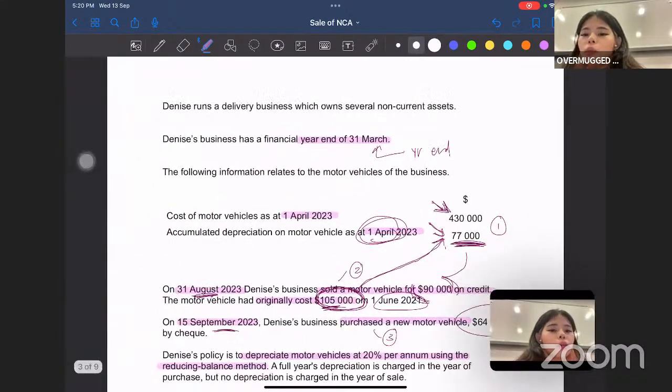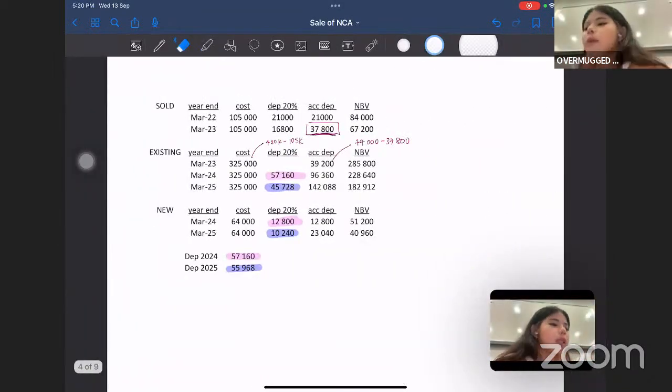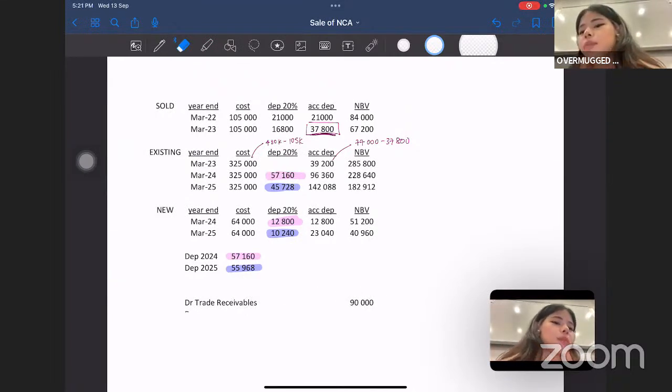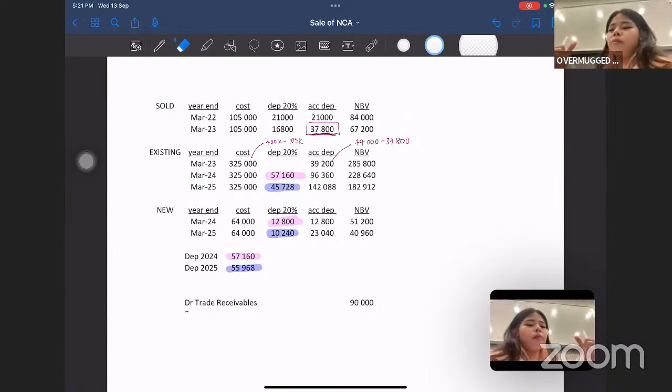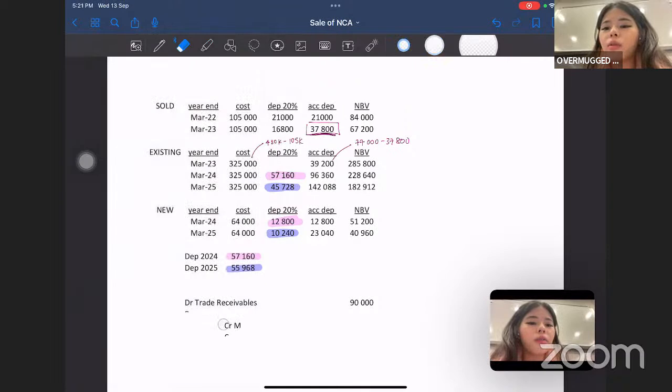Okay, then what is next? I was asked to prepare the journal entry for the sale, right? So the journal entry for the sale is the same 4 steps again. When I sell, I will receive money. For this case, it's a cash sale, so it will be debit trade receivables, right? So first step, collect money. Second step, I need to remove the NCA that I sold, right? So here I will need to credit the NCA that I sold.